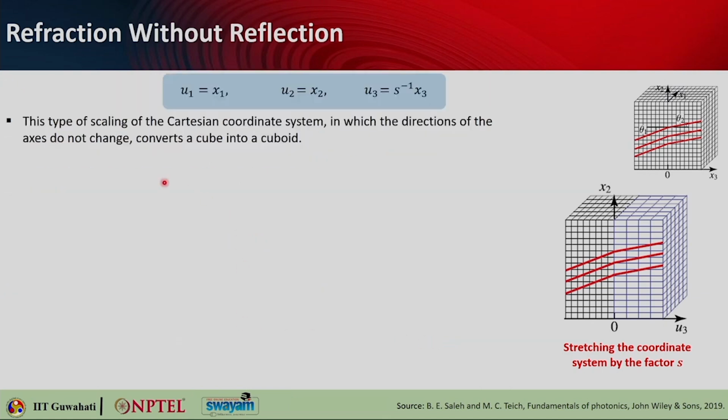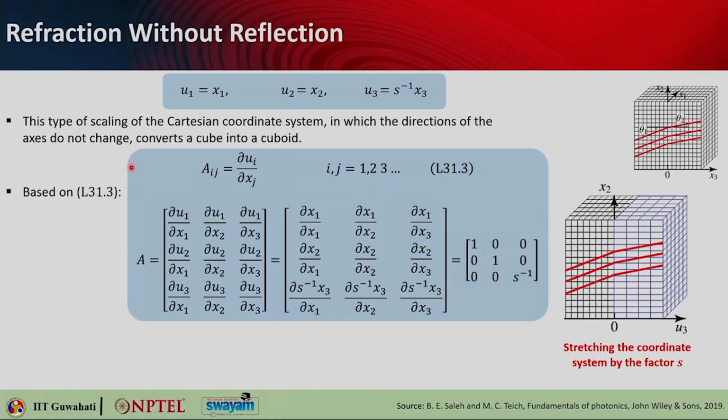This type of scaling of the Cartesian coordinate system, in which the direction of the axes does not change, will convert a cube into a cuboid. So, now you know the transformation. Let us find out the Jacobian matrix for this. The Jacobian matrix Aij can be calculated as dou ui over dou xj.